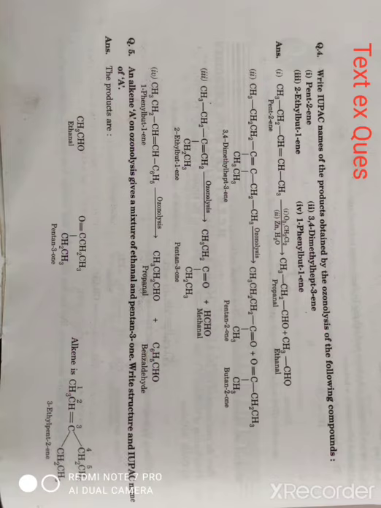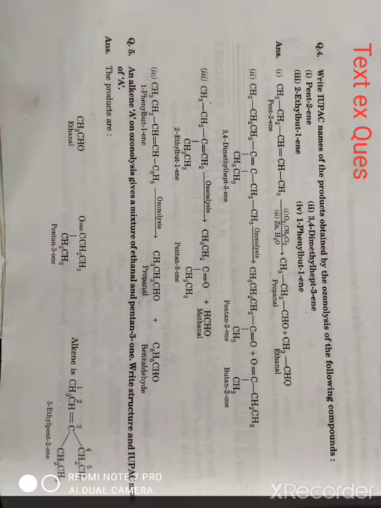So here the next question is question number 5. An alkene A on ozonolysis gives a mixture of ethanal and pentan-3-one. Write the structure and IUPAC name of A. So we can make a rough diagram here. What is given to us? An alkene, which we will represent as A, because it is represented in the question also.